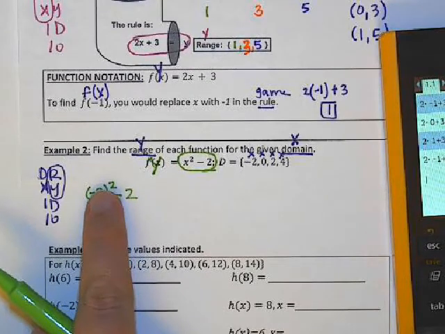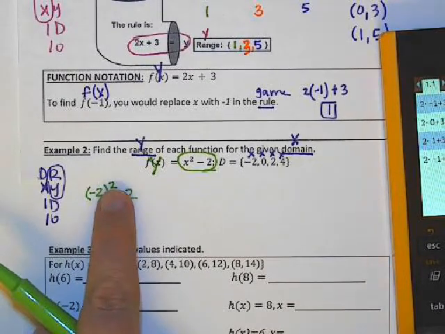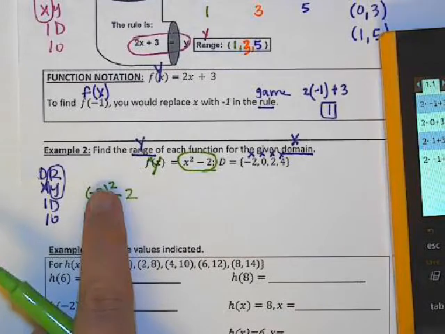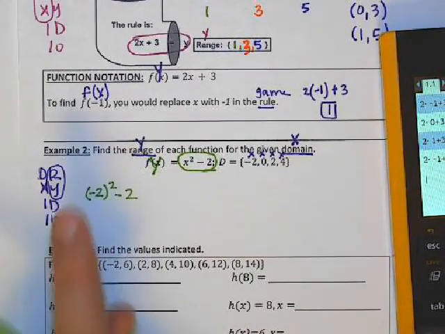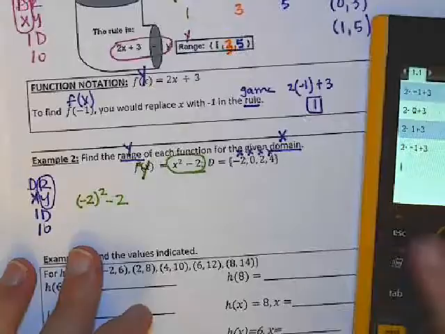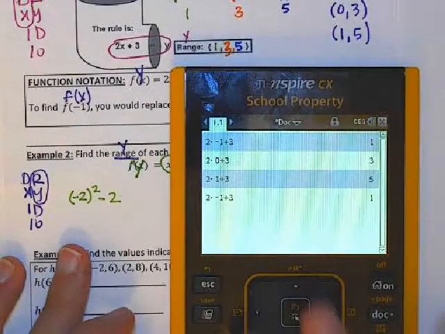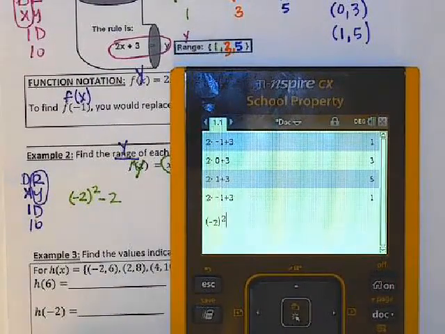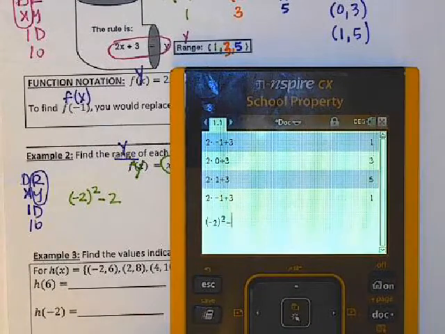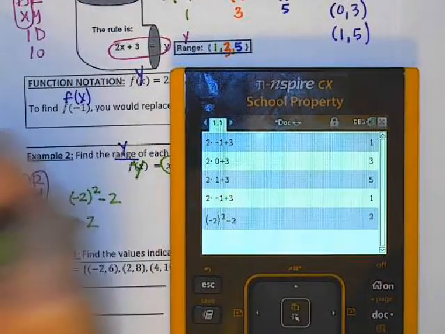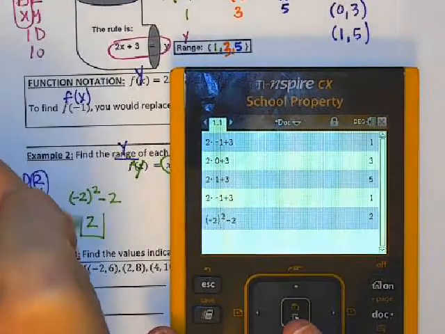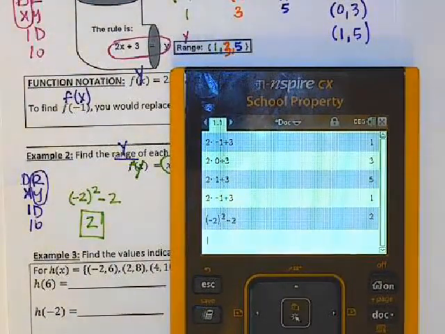So it does not go inside the parentheses. That will mess your answer up. If you put this little 2 inside the parentheses, your answer will be wrong. Okay? It's not being plugged in. So then I take my calculator and I plug it exactly how it looks. So parentheses -2 squared minus 2, which gives me 2. So that's my first range. I'm going to put a box around it. That's my first y.